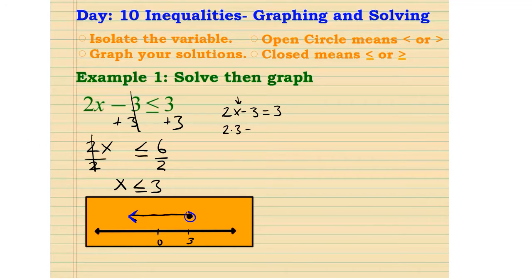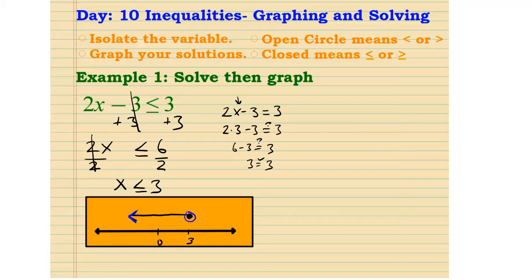2 times 3 minus 3, is it going to be equal to 3? Then 6 minus 3, is it going to be equal to 3? 3 is yes, equal to 3. This equality shows that our point x starting from 3 was a correct point.